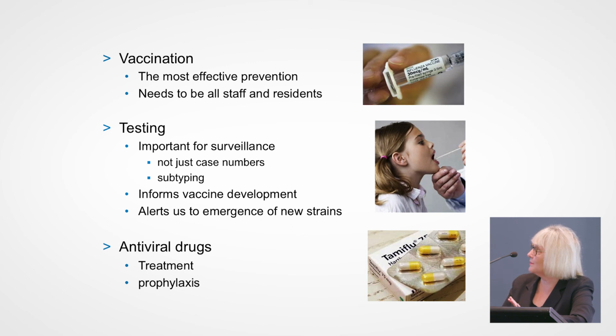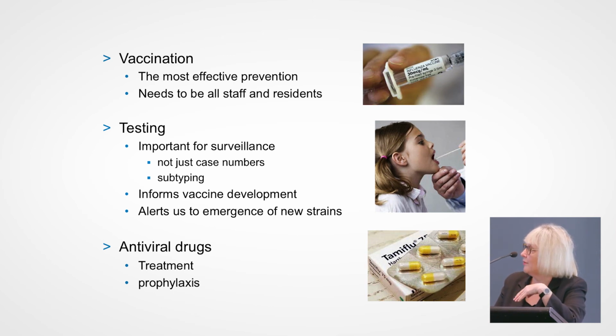Testing is very important. So we need it for surveillance. We need to know what the numbers are. Not just the case numbers, we also need to know what subtype we've got. We need to know what subtypes are circulating to inform vaccine development, to inform us about whether the circulating strains are a good match with the vaccine. If they're not a good match, then there may be different advice going out about how to manage people or the situation, and it alerts us to the emergence of new strains, so it alerts us to a new pandemic strain.